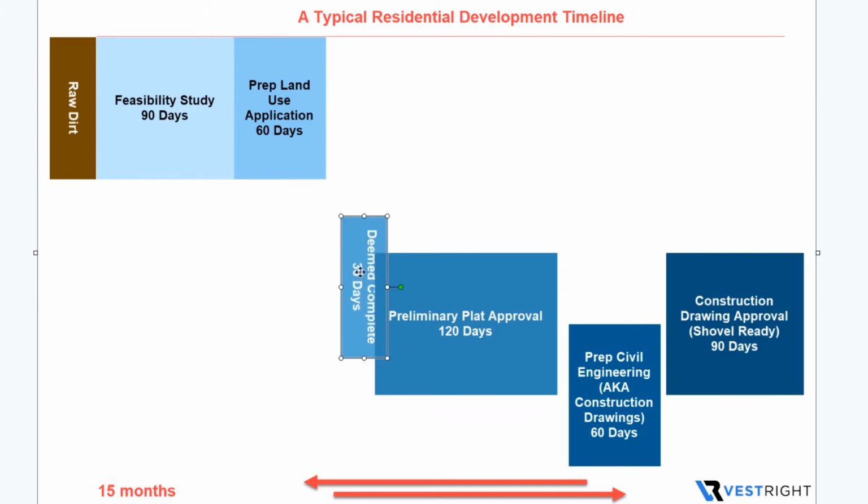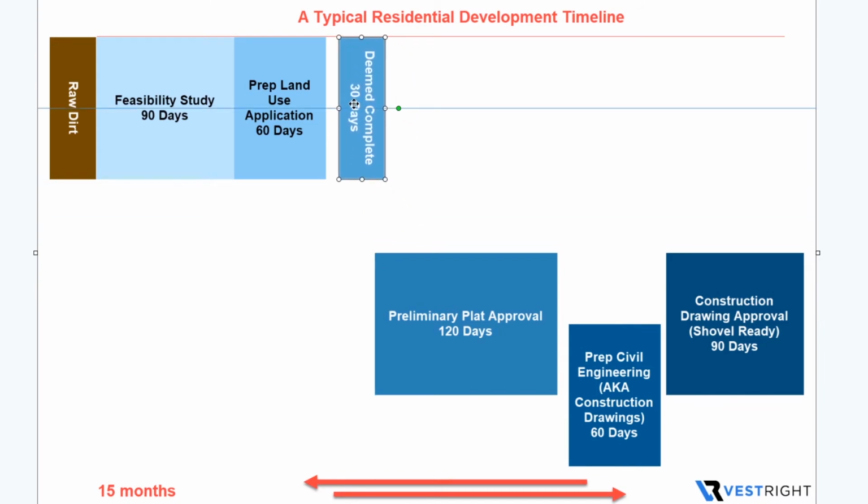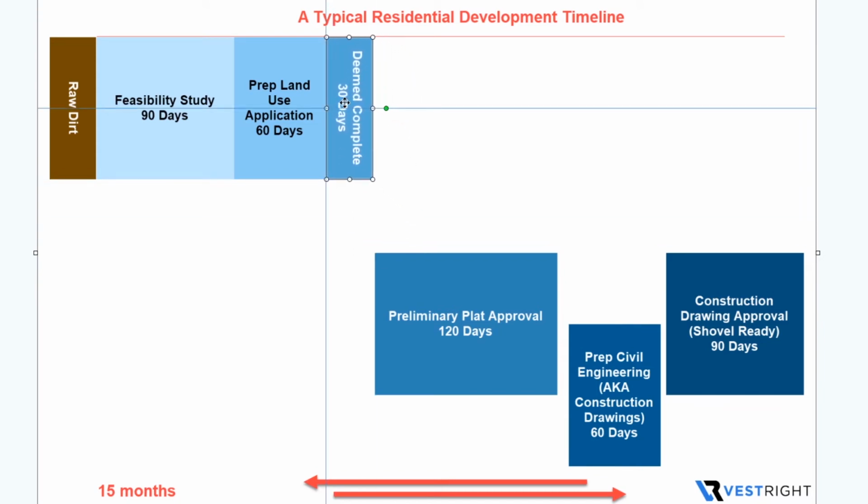And the city, once they get that application, they typically will go through what's called a process of deeming the application complete, meaning that they're going to go through the application and look through all the pages of it, and usually there are hundreds of pages in these applications, and they're just going to make a determination of whether or not they have everything they need in this application in order to make their decision of whether or not to approve the project. So 30 days is to get an application deemed complete.